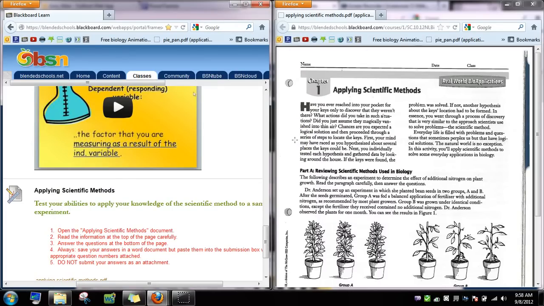First, your mind may have raced as you hypothesized about several places the keys could be. Next, you individually tested each hypothesis and gathered data by looking around the house. If the keys were found, the problem was solved. If not, another hypothesis about the key's location had to be formed. In essence, you went through a process of discovery that is very similar to the approach scientists use to solve problems, called the scientific method. Everyday life is filled with problems and questions that sometimes perplex us, but that have logical solutions. The natural world is no exception. In this activity, you'll apply the scientific methods to solve some everyday applications in biology.